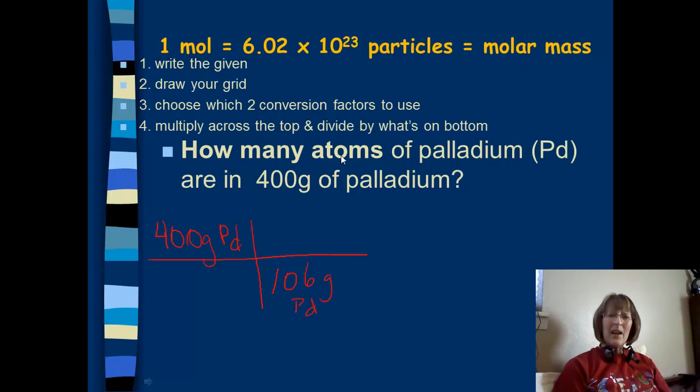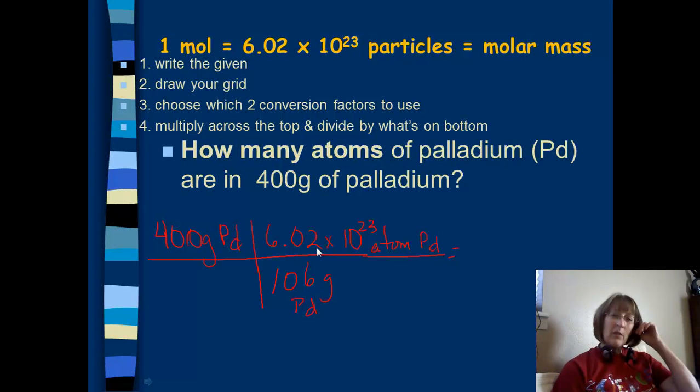And it's asking me how many atoms. Whenever they ask you how many atoms, particles, molecules, formula units, ions, you always have to use Avogadro's number. When they ask you how many atoms, you can always bet that you're going to have this huge, massive number of atoms. So it'll be something times 10 to the something. It'll always be like that. Atoms of palladium. Multiply across the top, divide by what's on bottom.